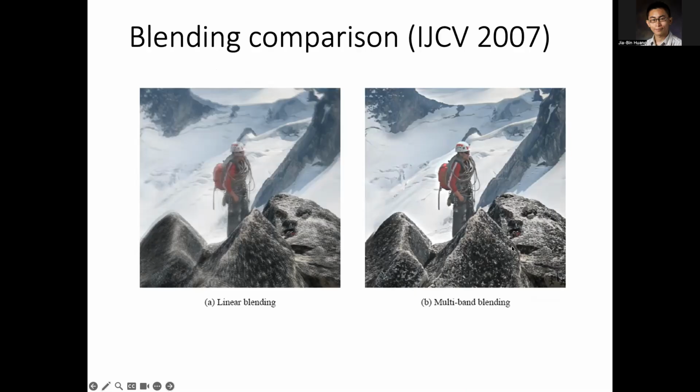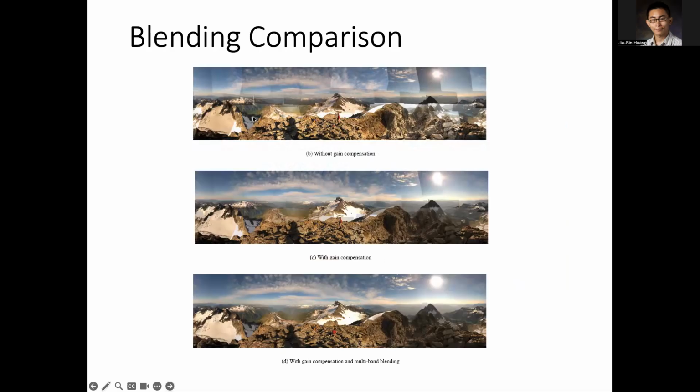All right, so you put everything together in terms of blending. Here are the results. You start without bias and gain adjustment, because every time you capture a picture, your camera automatically adjusts the bias and gain, especially when you capture close to a light source, like the sun here. So you see this is a very harsh scene. Once you adjust the bias and gain, you get something closer. And then if you apply the Laplacian blending, you get the final results. So these are the steps to improve this.